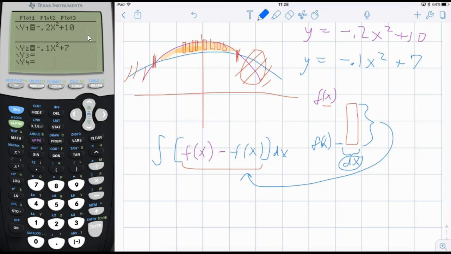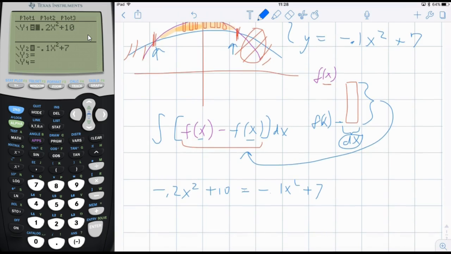So what exactly is x going to range between? Well, x is going to range between this point here and this point here. And how do we find that point? Well, if we were going to use algebra, what we need to do is find when these two functions are equal to each other. So we could do negative 0.2x squared plus 10 equals negative 0.1x squared plus 7, and then we'll just do algebra and get x by itself on one side. And this is not such a bad algebra problem.